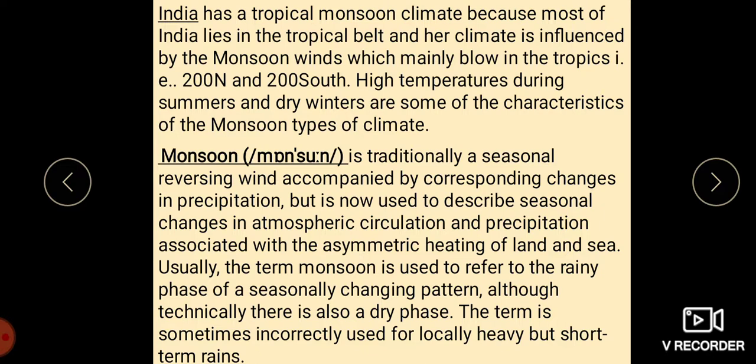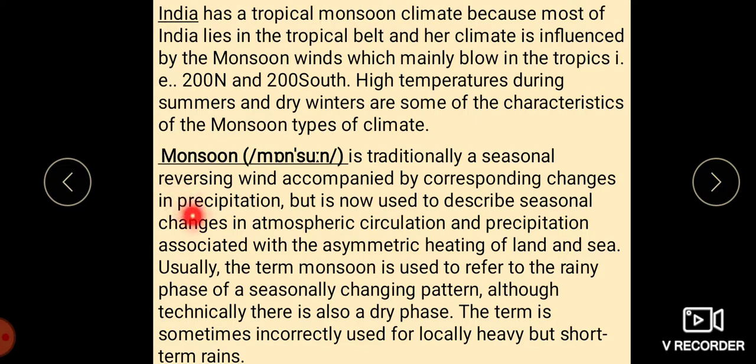So India has a tropical monsoon climate because most of India lies in the tropical belt and its climate is influenced by the monsoon winds which mainly blow in the tropics, that is 20 degrees north and 20 degrees south. The high temperature during summers and dry winters are some of the important characteristics of the monsoon types of climates.